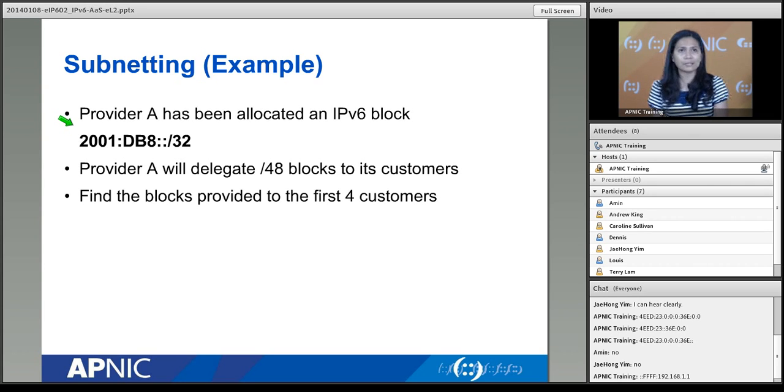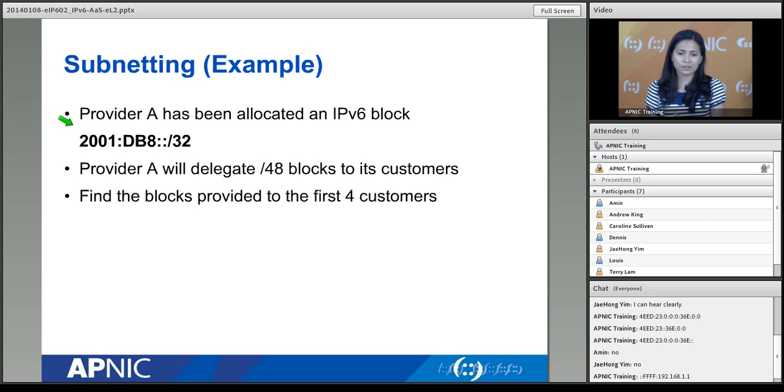Okay, so subnetting. Subnetting in IPv6 is no different than subnetting in IPv4. So if you know how to subnet in IPv4, you know how to subnet in IPv6. But there's a catch here. If you are subnetting in IPv6, notice that you're using hexadecimal digits. So you might get confused if you're just starting out. You might get confused whether you're working on hexadecimal digits or you're working on binaries.